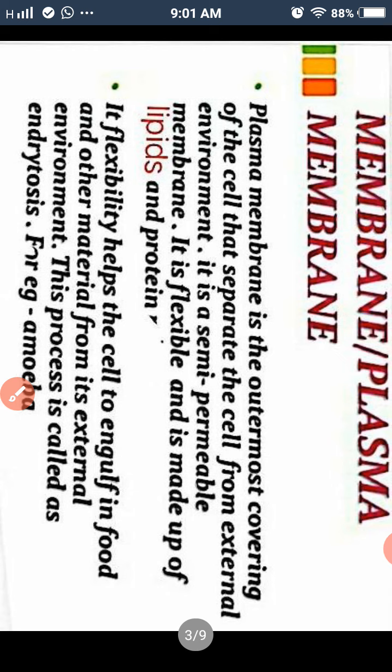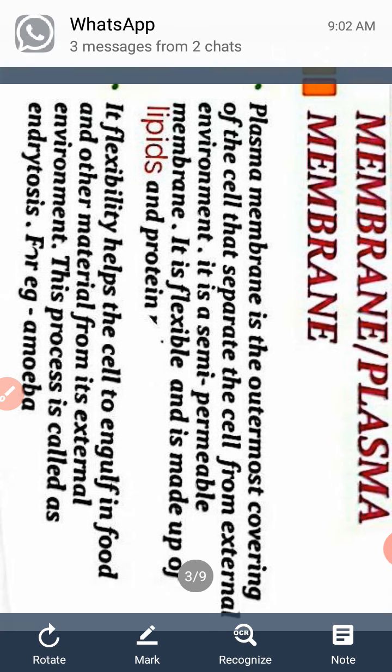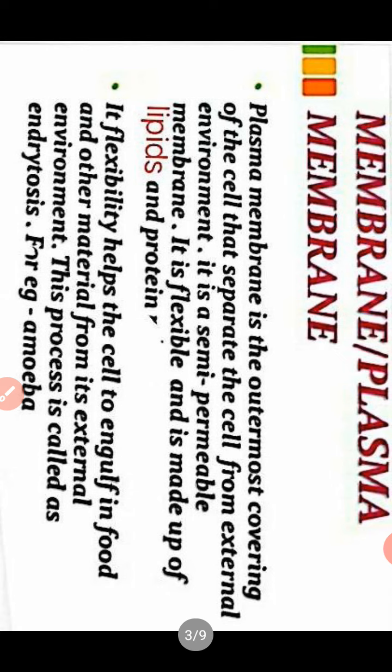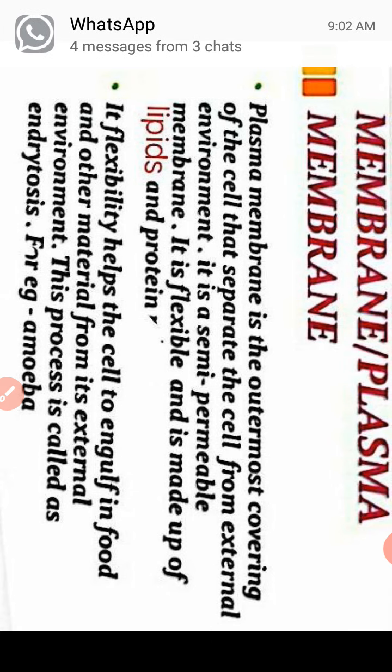Now our next topic is the membrane, or plasma membrane. It is an important topic when we study the cell, because the existence of the cell is just because of its cell membrane, and it works as a watchman. Like our school is surrounded by a boundary, this boundary is the cell membrane. So let's learn about the plasma membrane. The plasma membrane is the outermost covering of the cell. It is the boundary of the cell that separates the cell from the external environment. It is between the external environment and the internal content of the cell.